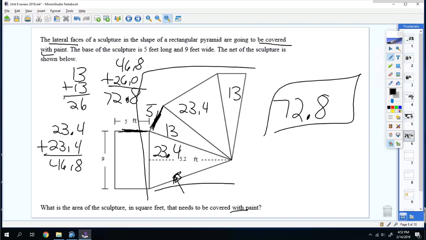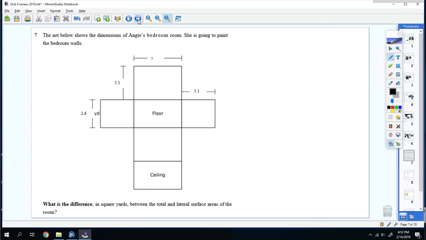Okay. Number 7. The net below shows the dimensions of Angie's bedroom. She's going to paint the bedroom walls. What's the difference in square yards between the total and lateral surface area of the room?